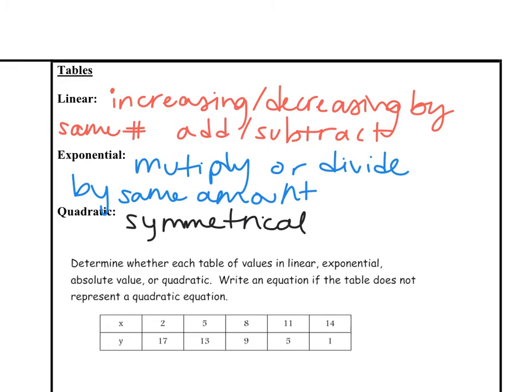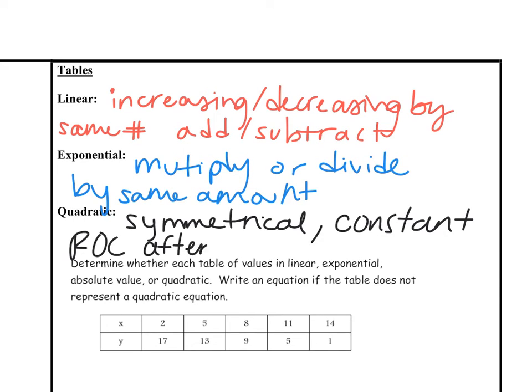I'm going to add one more thing. Here's a trick that you can do: it'll have a constant rate of change after finding the change twice. You'll see what I mean in a second. That's the quickest way to find out if it's quadratic: take the rate of change twice and see if it turns out to be constant. If it does, then it's quadratic.